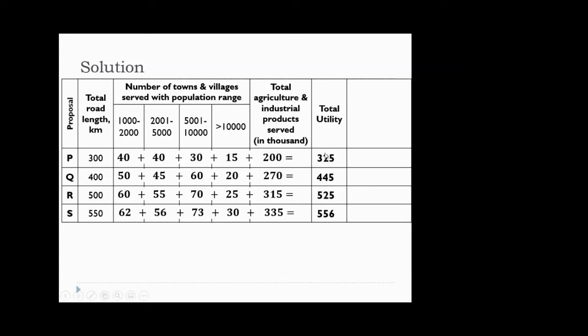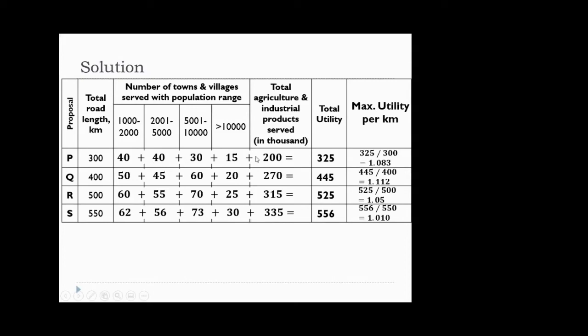Now the next step is to divide this total utility by the total road length for the respective proposal. For proposal P, the total utility is 325, so divided by 300, you get the maximum utility per kilometer, which comes out to be 1.08. In the same way, for proposal Q, I divide 445 by 400. For R, 525 divided by 500. For S, 556 divided by 550. So I'll get some ratio.